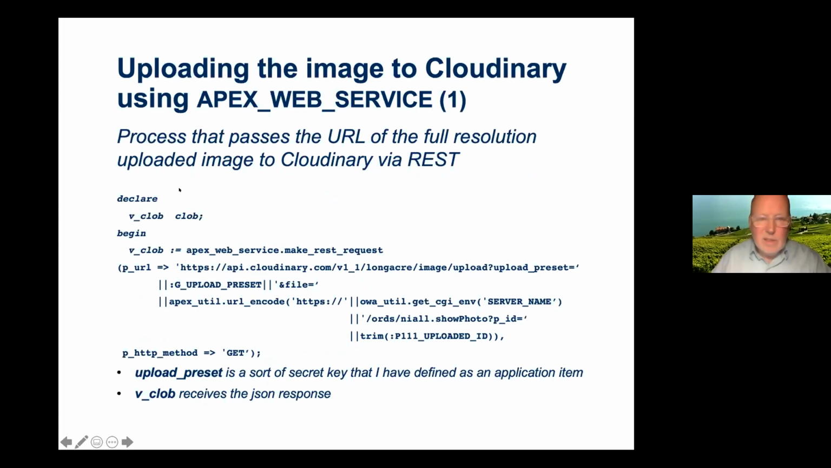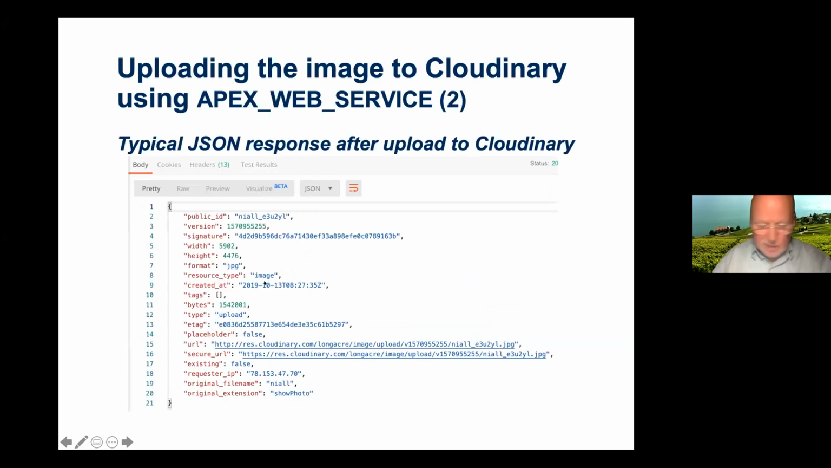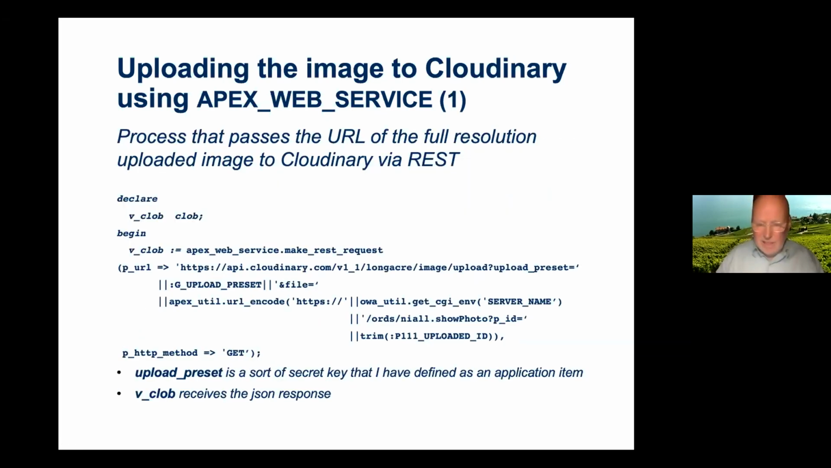So to upload to Cloudinary, this is the process that we have to pass the URL of the full resolution to Cloudinary. So I make a REST request, and I give it the URL, which is this show photo procedure that I showed earlier, and I'm passing the ID of what was uploaded there. So this is telling Cloudinary there is a photo at this URL. You can pick it up and upload it into Cloudinary. This upload preset that you're seeing here, that's sort of an API key that I'm using.